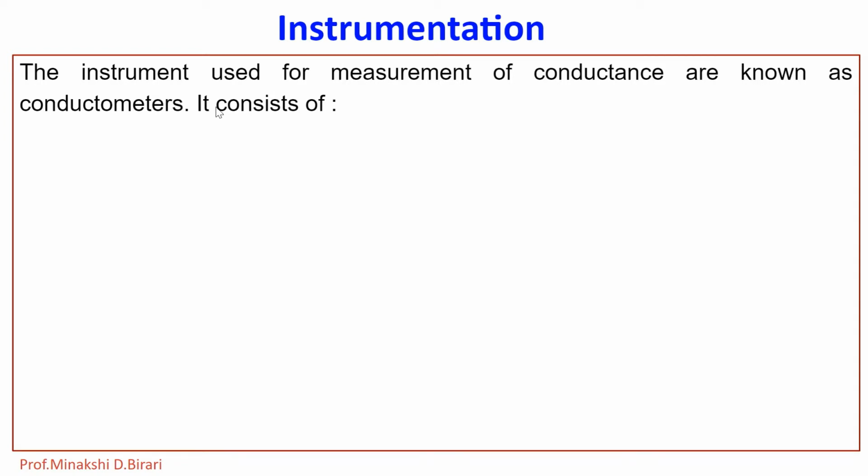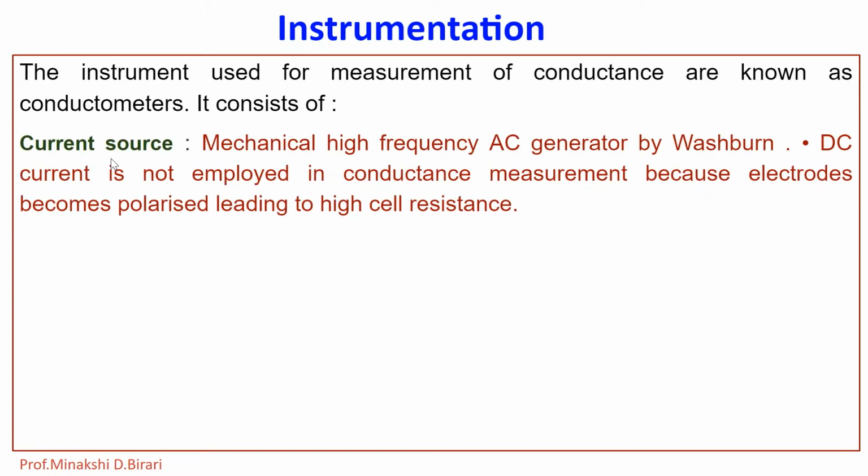So what is a conductometer? The instrument which is used for measurement of conductance is known as a conductometer. It consists of a current source, that is a mechanical high frequency AC generator by Washburn. DC current is not employed in conductance measurement because the electrodes become polarized, leading to high cell resistance.